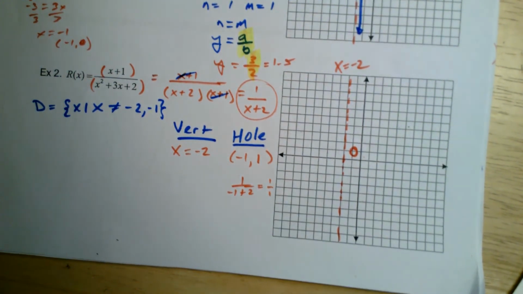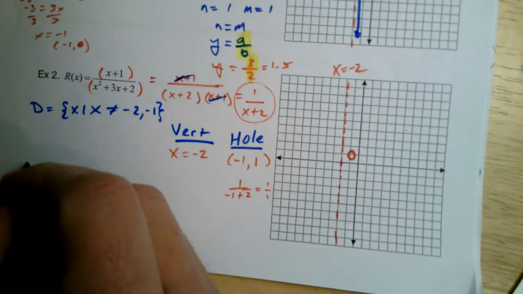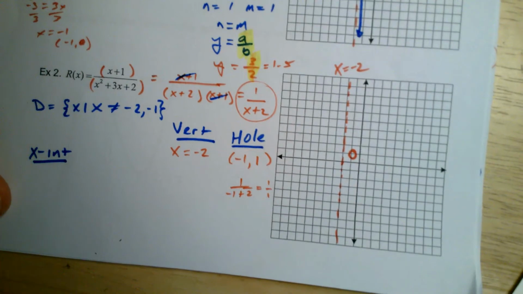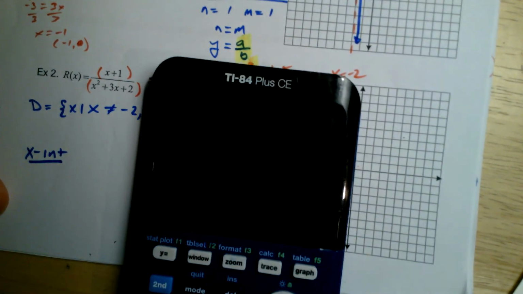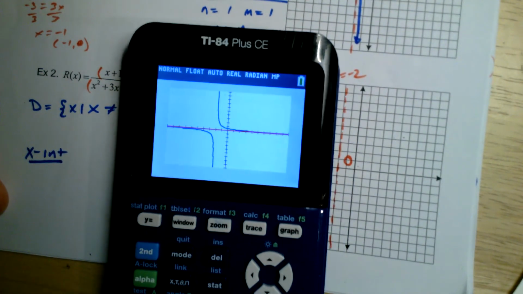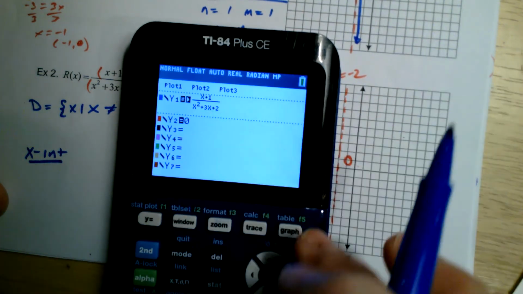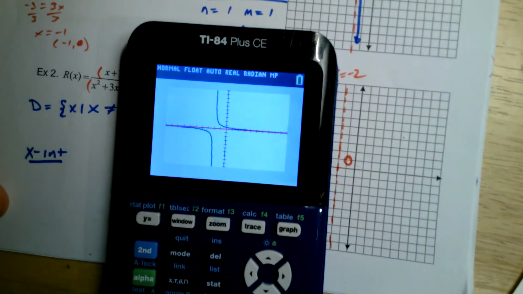All right, x-intercepts. I would just use my calculator. There's no way I'm going to do this by hand. You can. I wanted to show you that, just a good refresher. But let's do it. Number 1, you have to have y2 is 0. If you don't have y2 is 0, you can't do it.